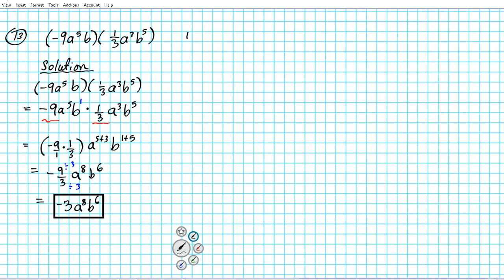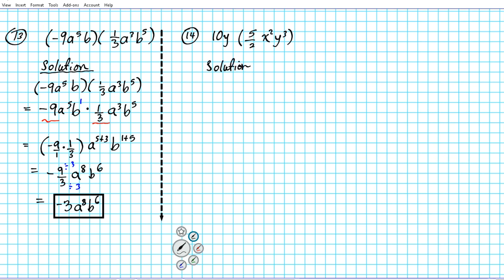Let's take a look at another product of monomials involving fractional coefficients. For number 14, what if we were to simplify 10y and be multiplied by the quantity 5/2 x squared y to the third. Let's say we're dealing with something like this. So how do we go about doing that?